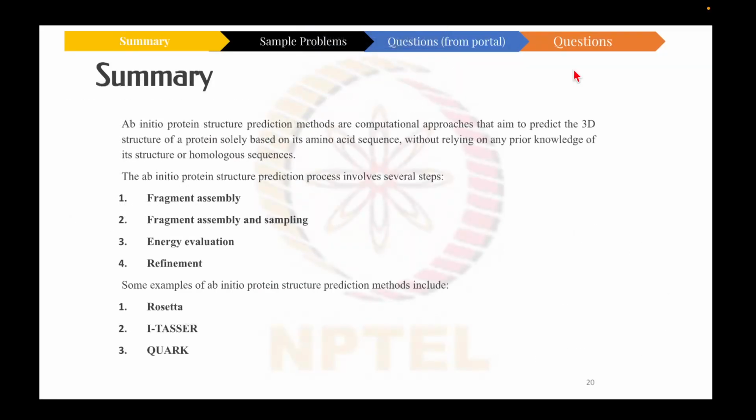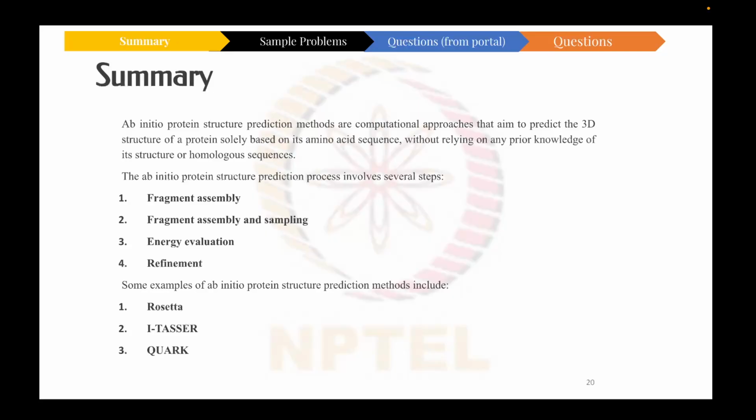So the next type is the ab initio method. Ab initio protein structure prediction methods are computational approaches that aim to predict the 3D structure of a protein solely based on its amino acid sequence, without relying on any prior knowledge of its structure and homologous sequences. Ab initio methods are particularly useful for predicting protein structures that have no homologous structures in PDB.